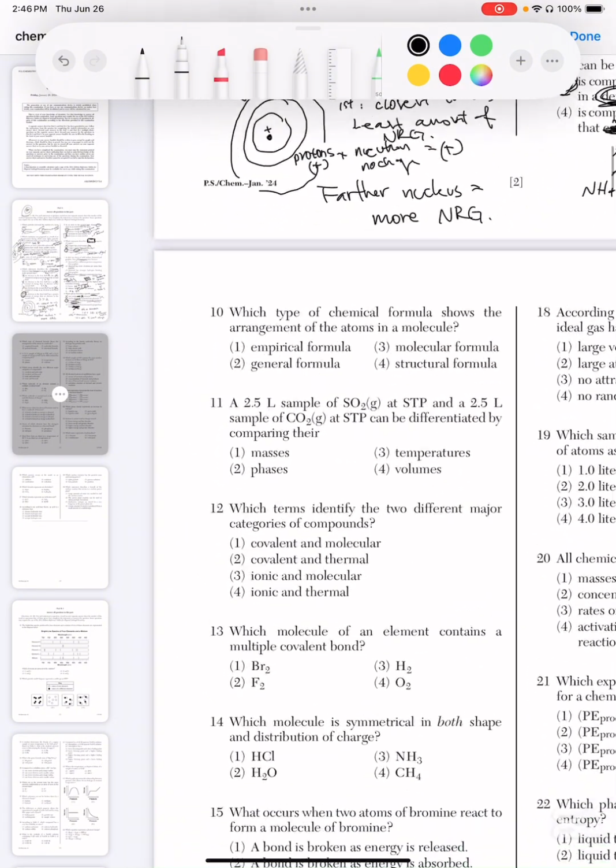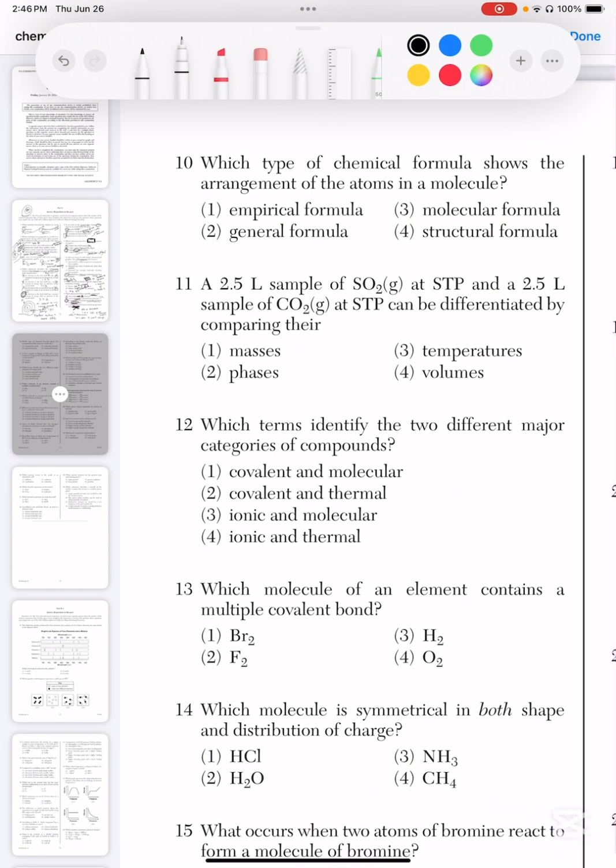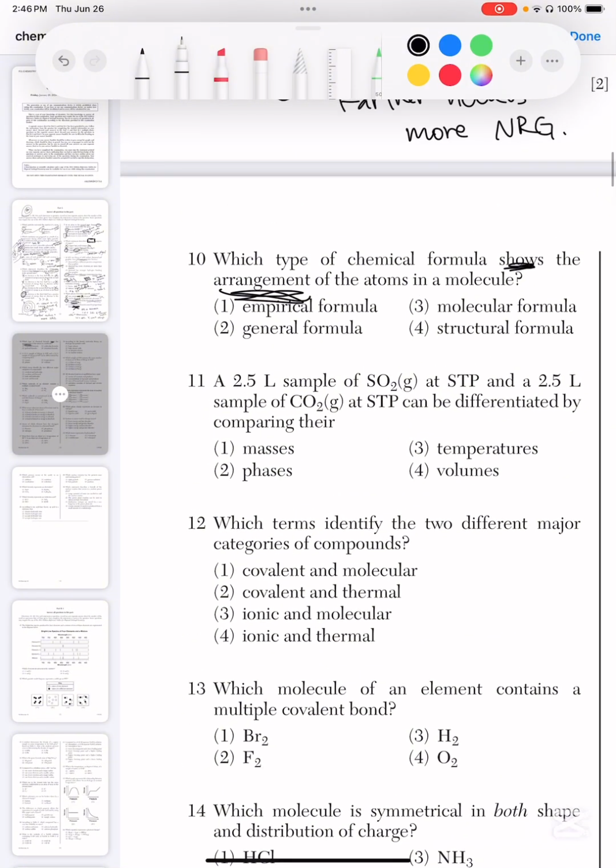So number 10 asks which chemical formula shows the arrangement of atoms in a molecule. Let's just use pentane as an example. The empirical, maybe let's use hexane instead. 2, 3, 4, 5, 6. The empirical formula of hexane. Wait, let's write the molecular formula first. I can't do this.